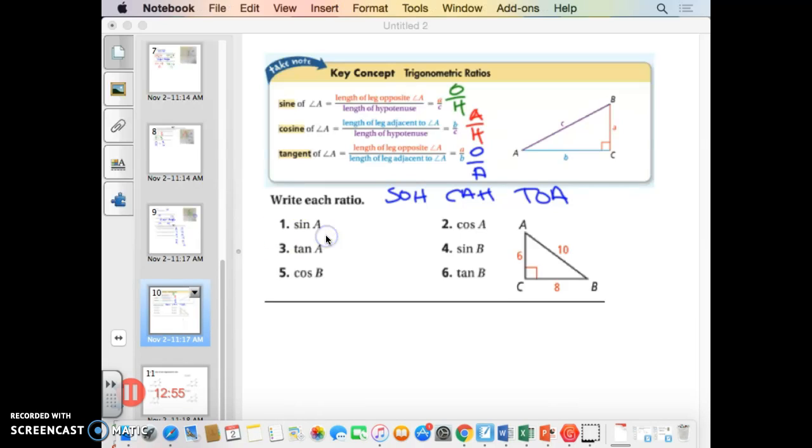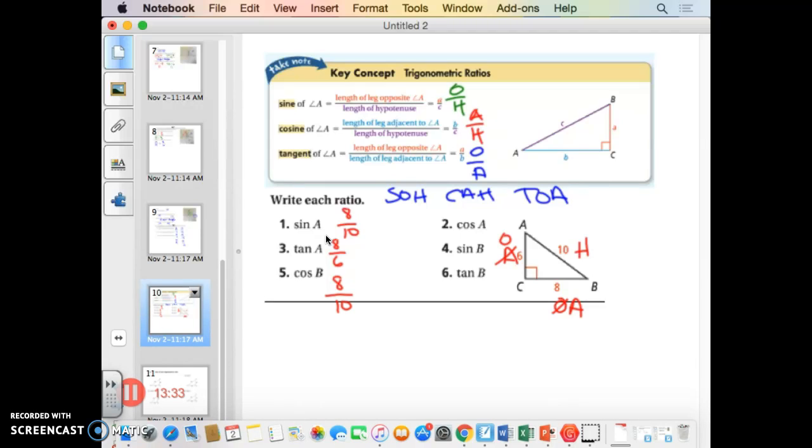So if you're looking at the sine of A, you're going to focus on A. Sine is opposite over hypotenuse, so this is my opposite side, this is my hypotenuse, so this would be 8 over 10. If you're looking at tangent of A, tangent is opposite over adjacent, so this would be 8 over 6. And the cosine of B, now I'm looking here, so this would now become my opposite side, and this is now my adjacent side. So cosine is adjacent over hypotenuse, so this would be 8 over 10.